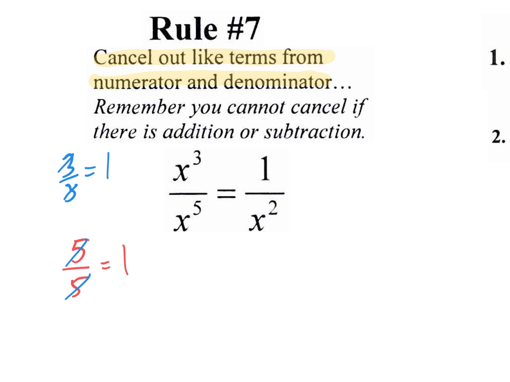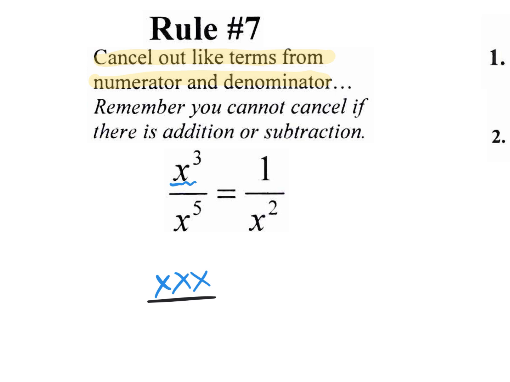So what is happening with this first example that we have here right below the rule, we have x to the third, which really means x times x times x, over x to the fifth, which really means x times x times x times x times x.